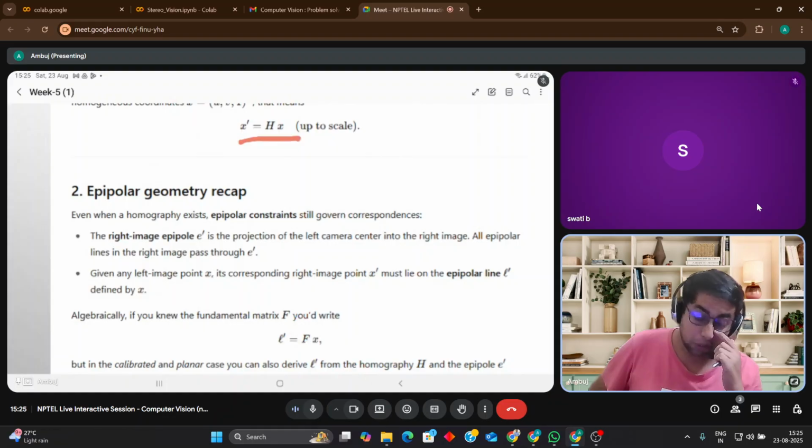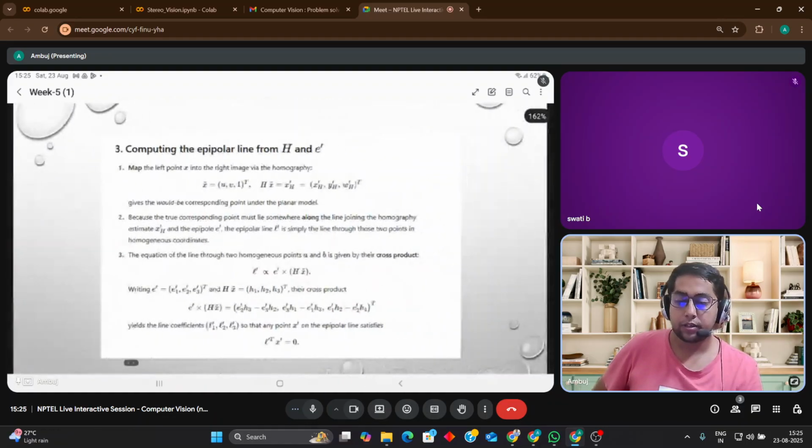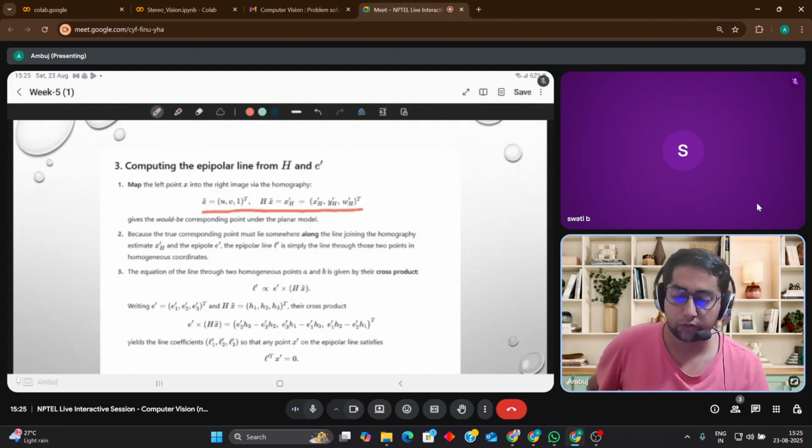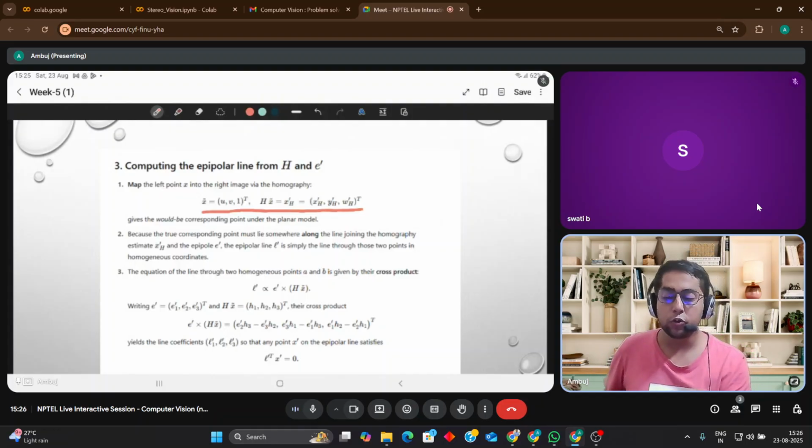Algebraically you can directly jot it down: L dash is equal to Fx, where F is the fundamental matrix. Now you have to compute the epipolar line from H and E dash. Then you have to do this particular mapping. This mapping we are just continuing from session number 1 itself, where I already told you.